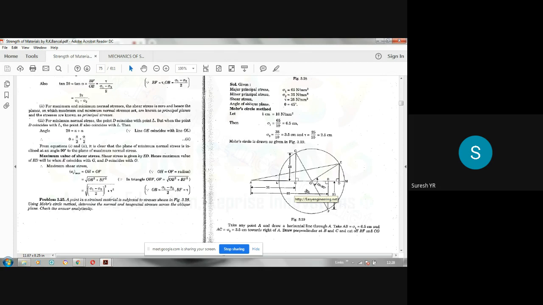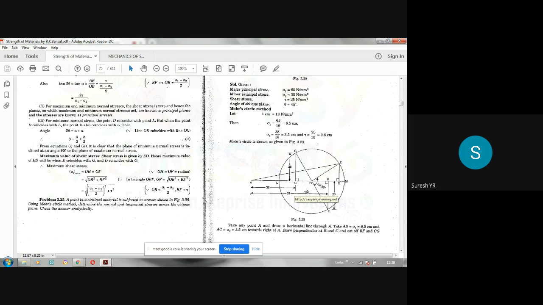So you measure that length on the graph sheet, multiply it by 25 Newton per mm square because that is the scale we have used. It will be in decimals also, 5.1, 5.2 centimeter like that you may get. Multiply that by the corresponding scale 25 Newton per mm square. You will get the major and minor principal stresses.